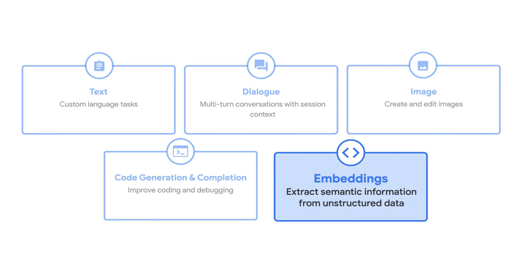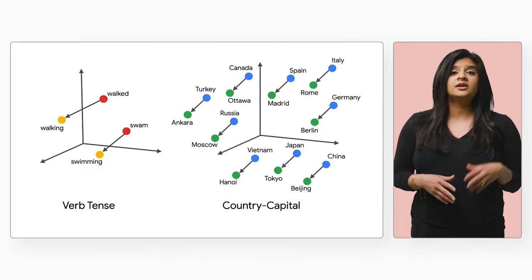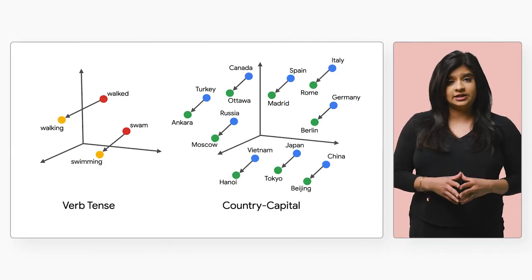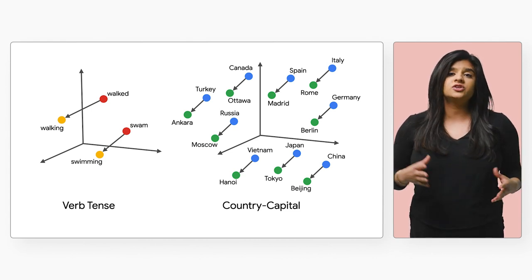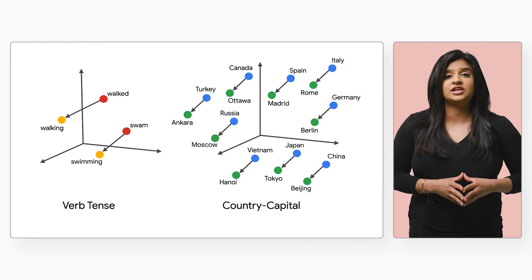Last but not least, embeddings. They are vector representations of data. So for example, a text embedding is a numerical vector representation of a word or a phrase. This model allows you to extract semantic information for unstructured data. You can use this to power recommendation engines, ad targeting systems, complex classification tasks, search, and more.